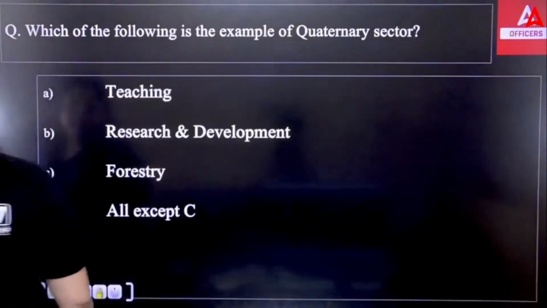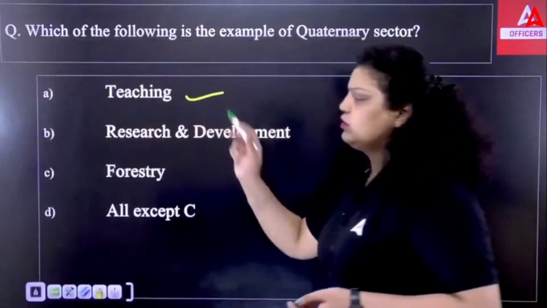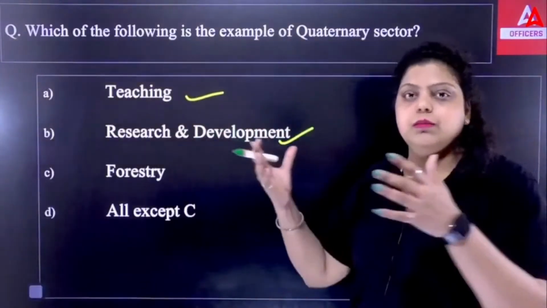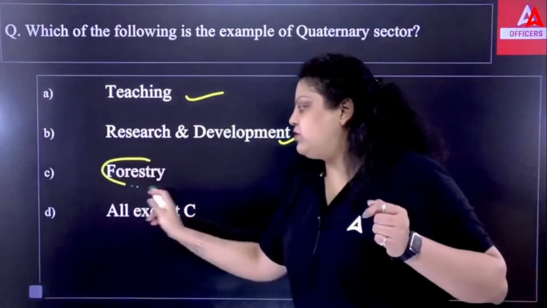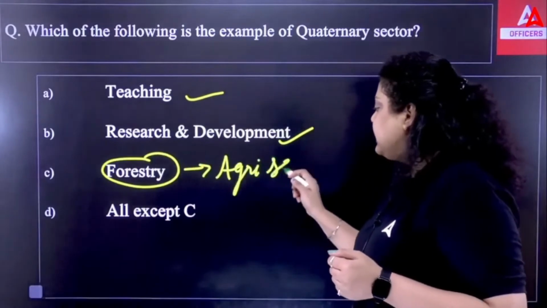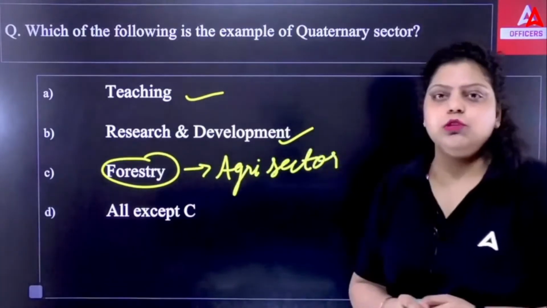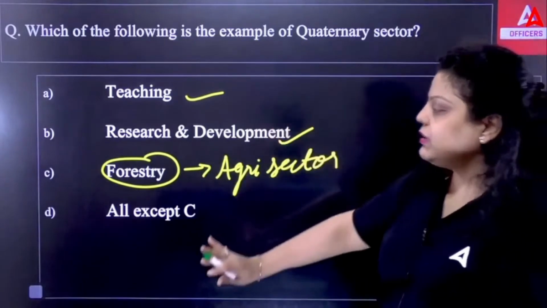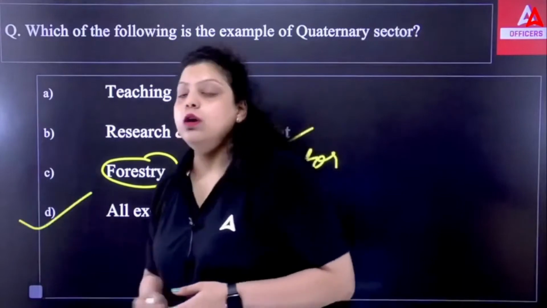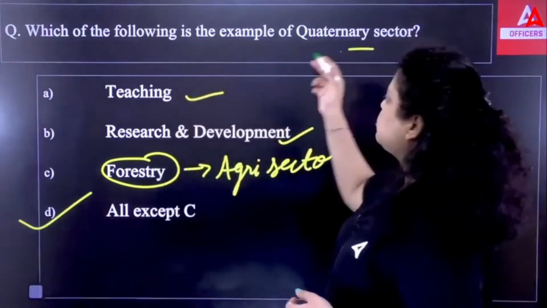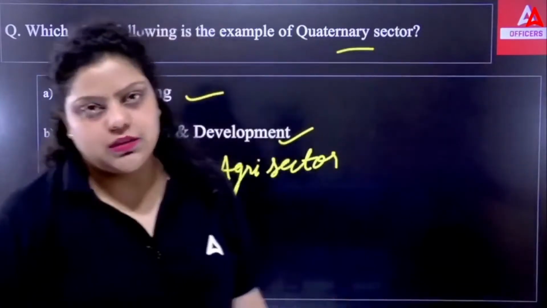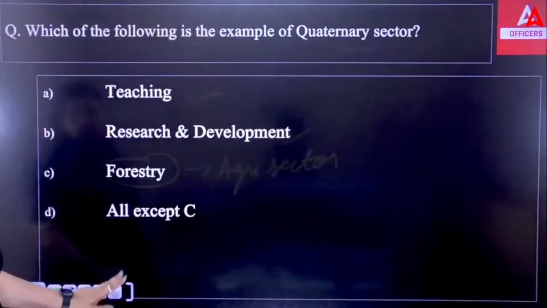So you have these options. First is teaching. Teaching obviously belongs to the knowledge sector. Research and development obviously is a type of service sector and belongs to the knowledge sector. But forestry is a part of your agriculture sector, or I can say the primary sector. So it can't be the right answer. A and B are true, and the fourth option is saying all except C. So the right answer will be your D option. All except C is a part of the quaternary sector. That's the knowledge sector of the country. It's a subsector under the tertiary sector. Okay, so that's why we're talking about the services here.